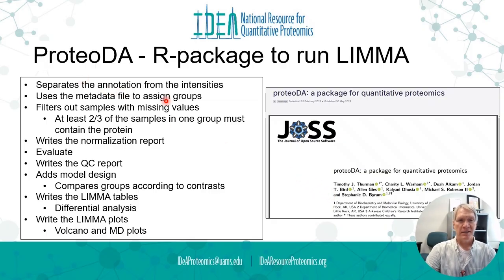And what this package does is it separates the annotation from the intensities, and it uses the metadata file to assign the groups, and filters out samples with missing values. We want to make sure that if we have missing values, at least 2/3 of the samples in one group has to contain the protein for us to count it. We want to write a normalization report and evaluate that. Then we want to write a QC report. And then we want to add a model design, and we want to write those Limma tables that do the actual differential analysis. And then we're also going to do a volcano plot and an MD plot that'll give us something visual to look at.